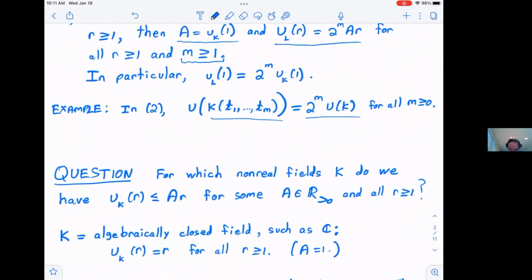All right, so let's look at two examples, two quote unquote well-known easy examples. One, suppose K is an algebraically closed field, such as the complex numbers, then it is a theorem that U sub k of R equals R for every R greater than or equal to 1. In other words, we can take capital A equals 1.